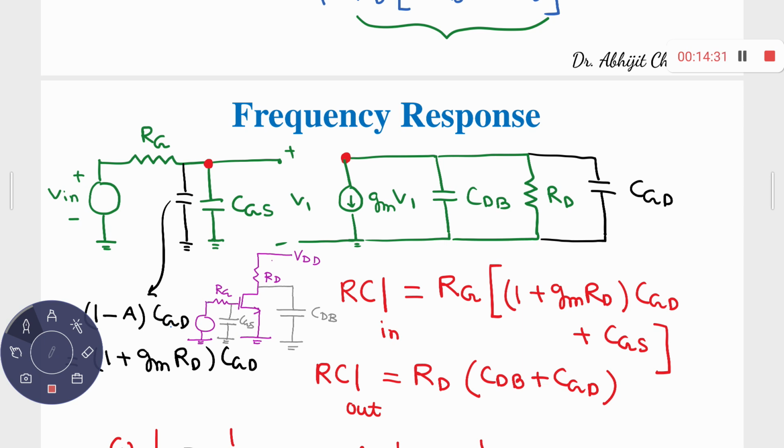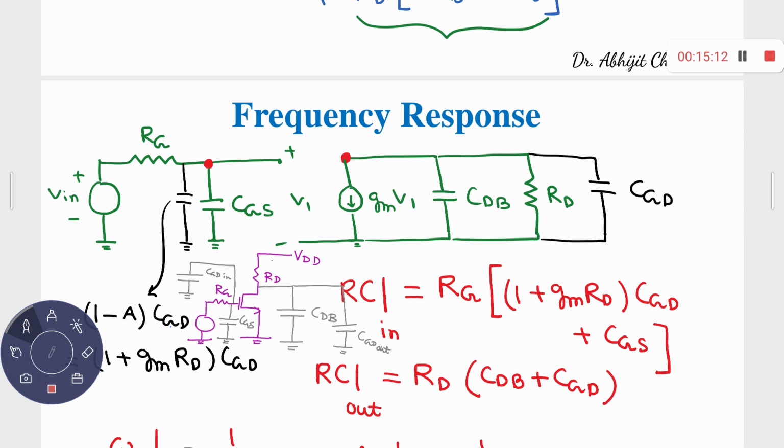Let me decompose. One between here to ground, let me call CGD out. And one capacitor from here to ground, let me call CGD in. Okay, clear? Then what about your CGD in? If you just follow the Miller theorem, it is 1 minus A times CGD.